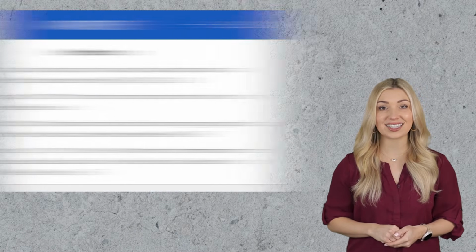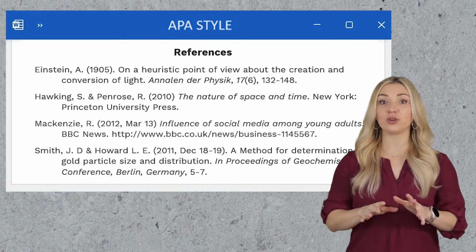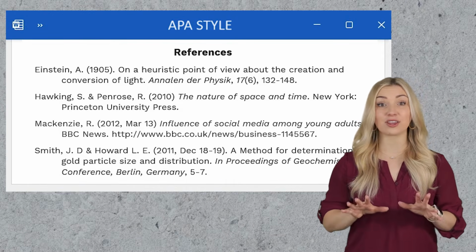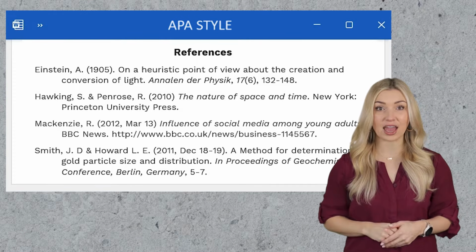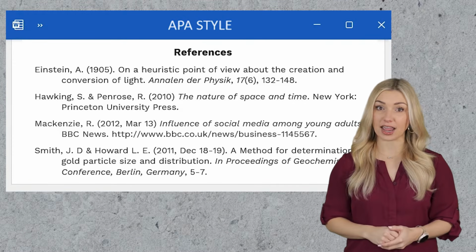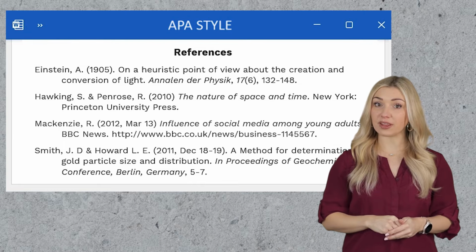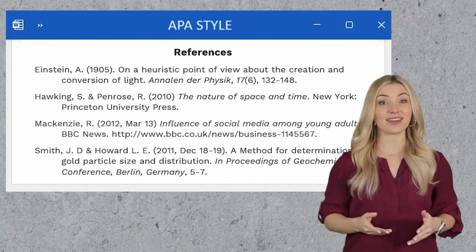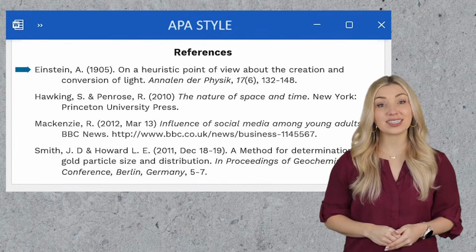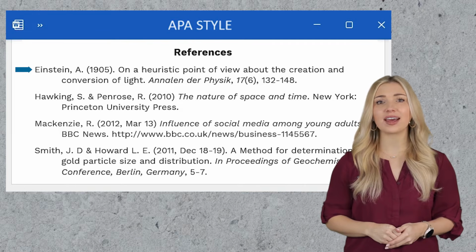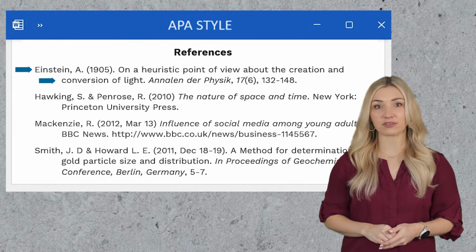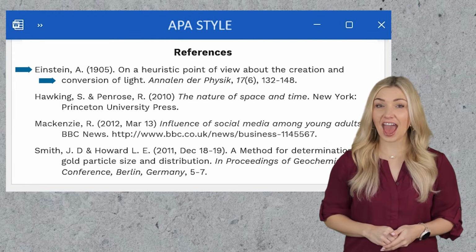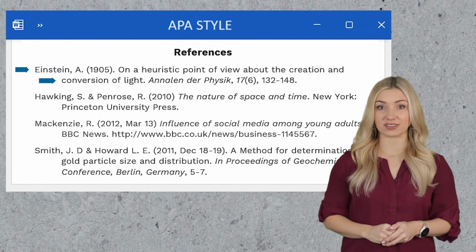You must include a bibliography or a reference list at the end of your paper. You must list all the sources in the reference list, and it should be arranged alphabetically by the author's last name. Here is an example bibliography formatted in APA style. The first line of your reference should be aligned with the left margin, and each line after that should be indented half an inch from the left margin.